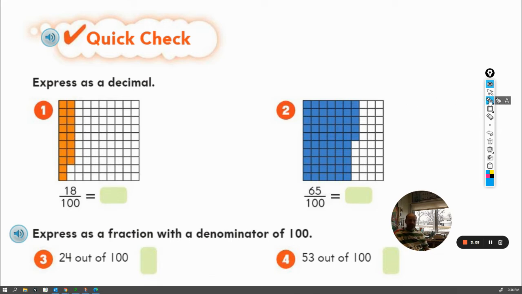All right, express each one as a decimal. 18 hundredths equals 18 hundredths. 65 hundredths equals 65 hundredths. 24 out of 100 equals 24 out of 100. And 53 out of 100 equals 53 out of 100. All right, that seems pretty manageable, doesn't it?